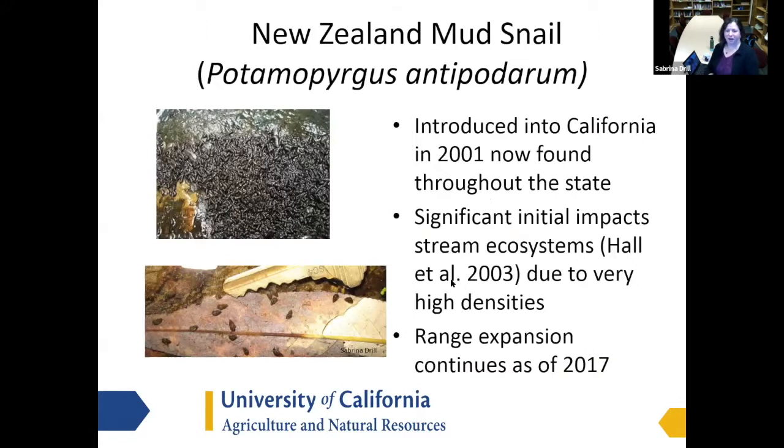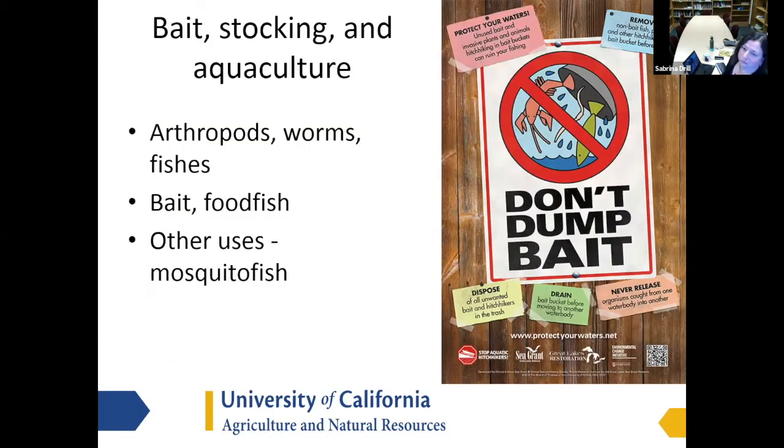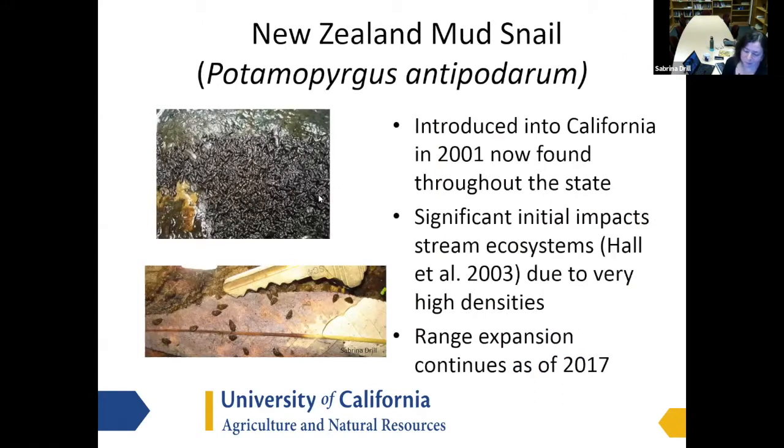So these guys, New Zealand mud snails, they were introduced in California, as far as we know, sometime before 2001. And they can have significant impacts on stream systems because they end up, again, covering the surface. And they're continuing to expand their range.